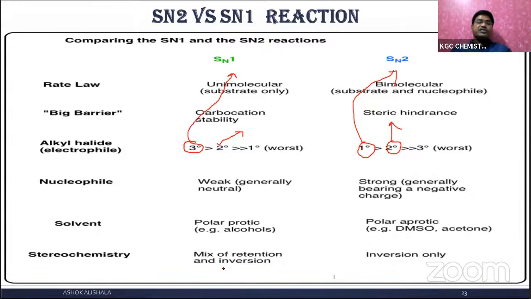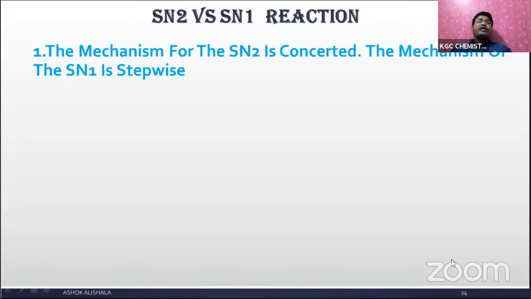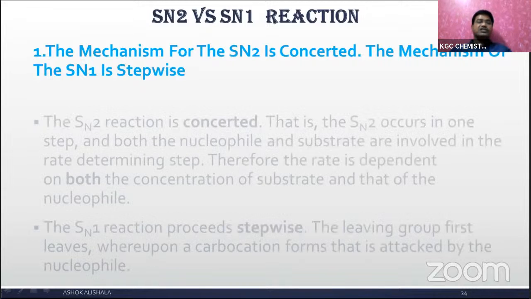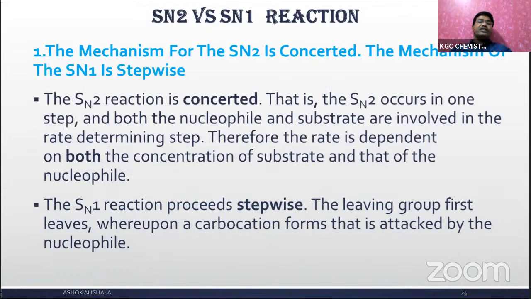And here, stereochemistry: a mixture of retention and inversion, meaning racemization, takes place, whereas here only Walden inversion takes place. The mechanism for SN2 is concerted. The mechanism of SN1 is stepwise, meaning SN2 reaction involves only a single step, whereas SN1 reaction involves 3 steps. The SN2 reaction is concerted, meaning a single step. SN1 is multi-step, stepwise.